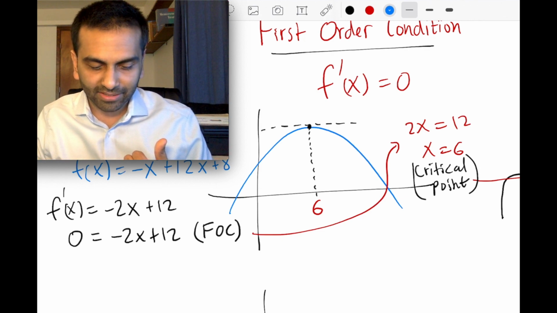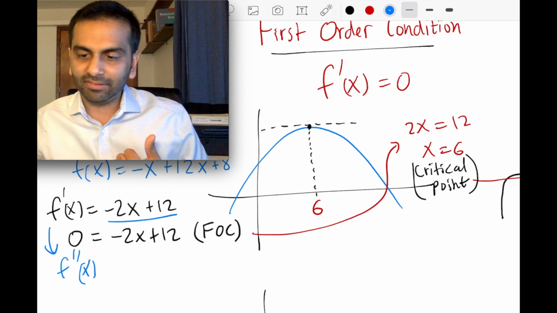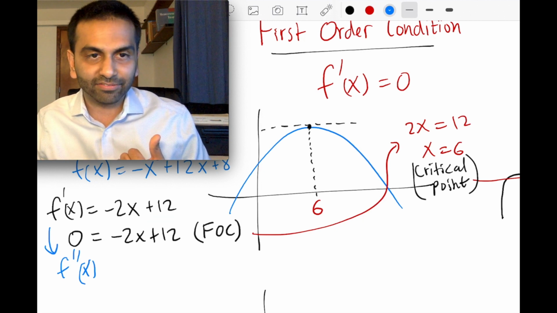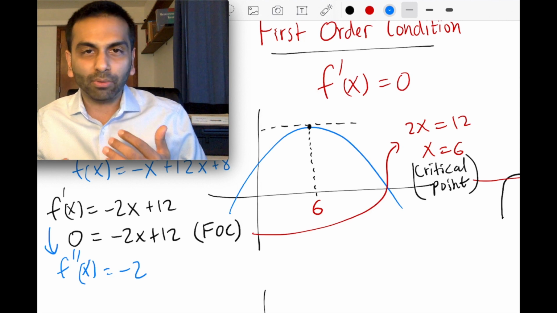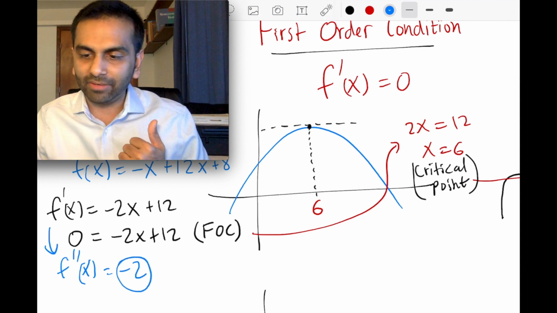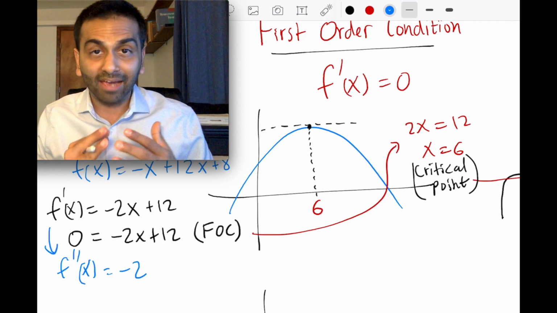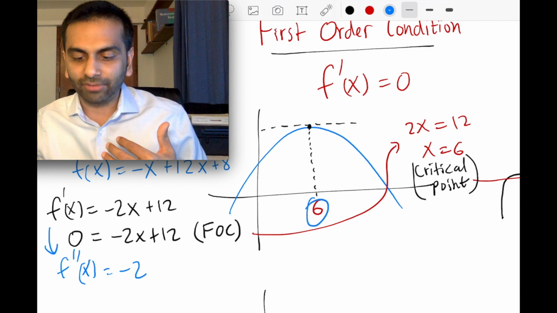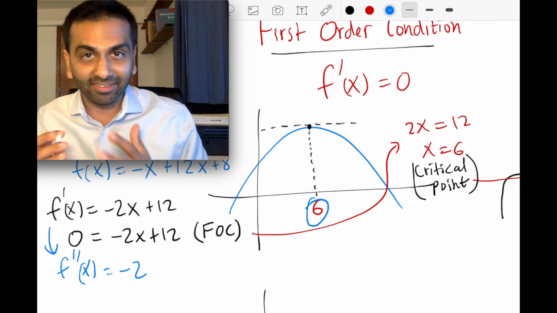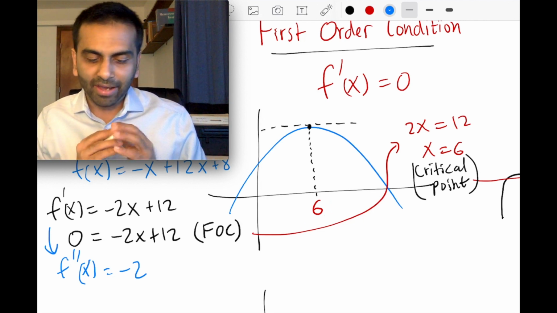So here, what is the second order condition for this to be a maximum? Well, let's find the f double prime. The second derivative of this is pretty easy, it's just negative 2, because the derivative of negative 2x is negative 2, and the derivative of 12 is 0. So normally, if your second derivative has an x in it, you then plug in x equals 6, whatever that critical point is that you're testing to see if it's a max or a min.